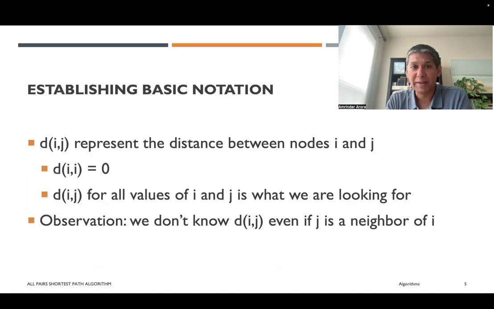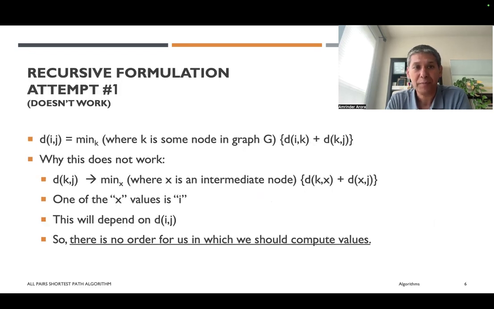And we can establish a basic notation. The basic notation can be that Dij represents the distance between nodes I and J. Dii can be set to 0 because that's the distance between I and I itself. Other than those Dii's, we are essentially trying to find Dij's for all the values of I and J. One observation we can make is that we don't know a Dij even if J is a neighbor of I, because sometimes the shortest path may not be the direct edge. It might be more indirect.